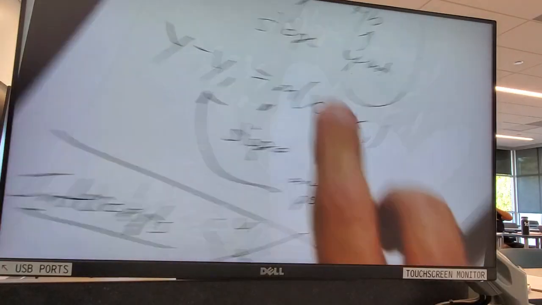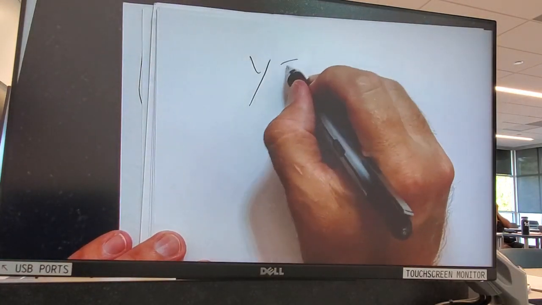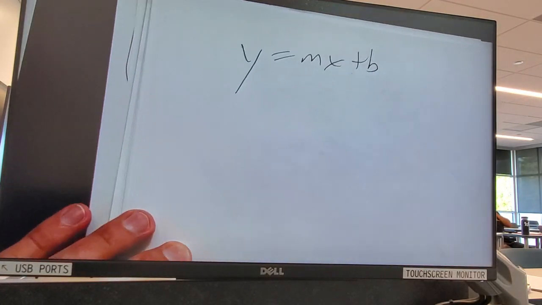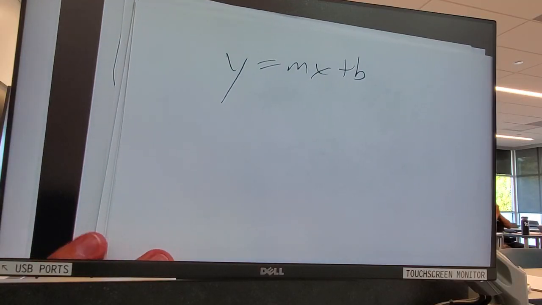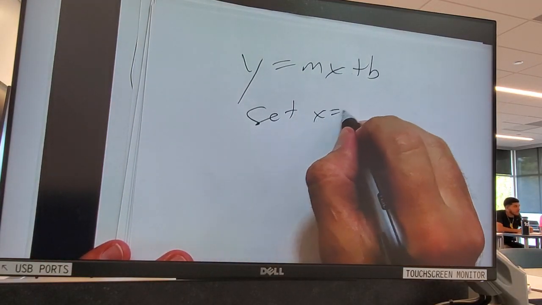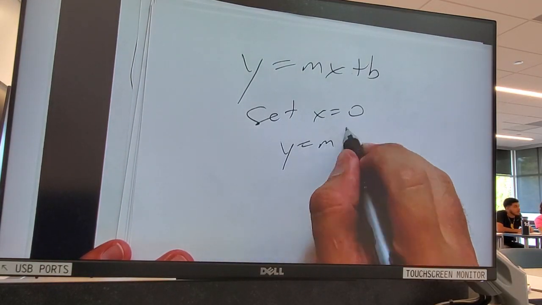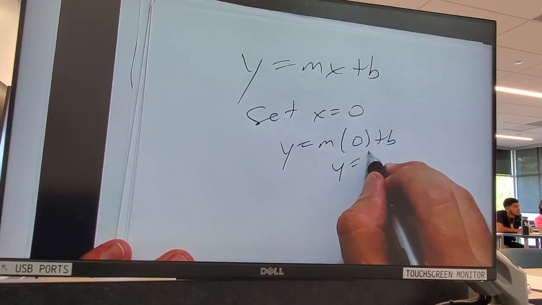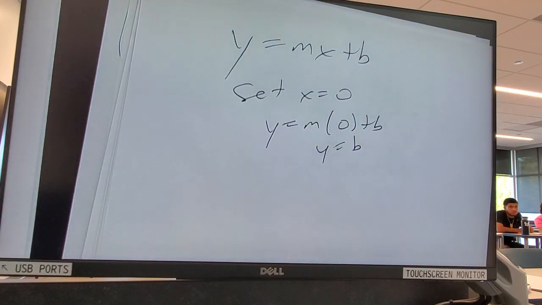Okay. So real quick, if I look back up here, if I do set x equal to 0, what do I get? Y equals b. So that's, of course, why that's the y-intercept. Why is it the y-intercept? Because it's the number that's left when I make x 0.